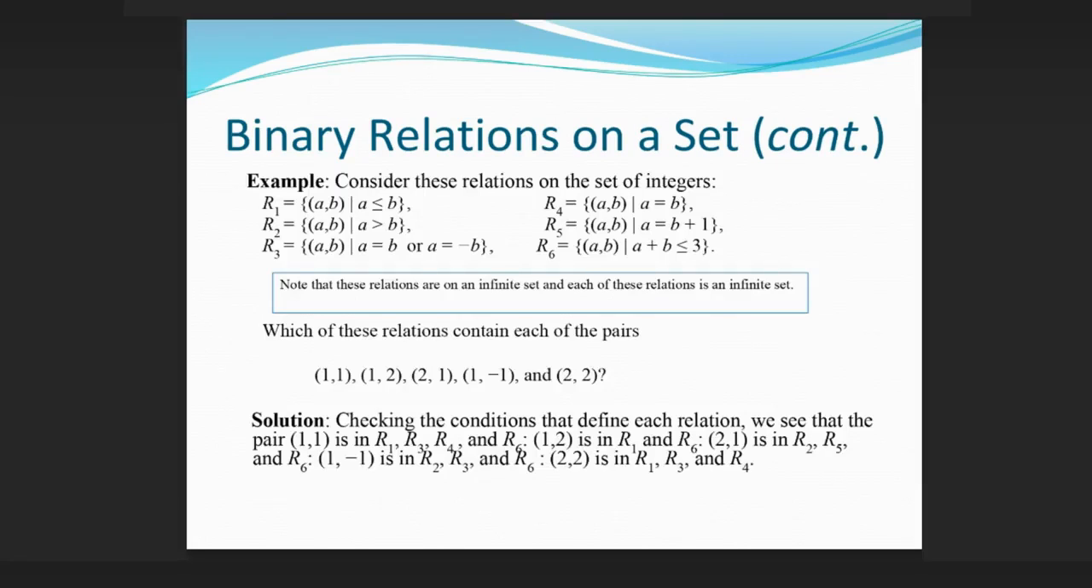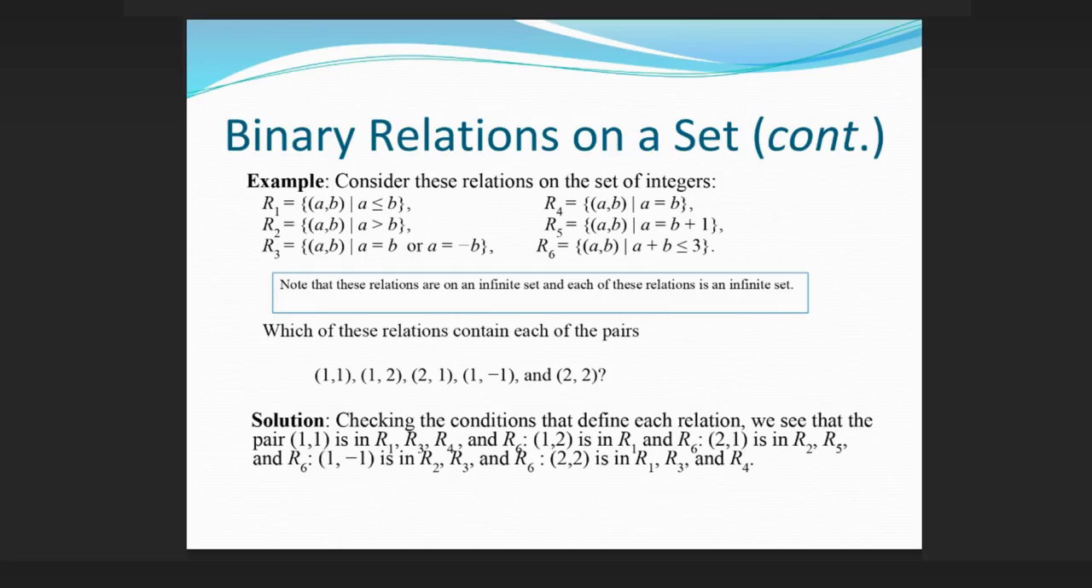Binary relations on a set. Example: consider these relations on the set of integers. R1 equals {(a, b) | a ≤ b}. R4 equals {(a, b) | a = b}. R2 equals {(a, b) | a > b}. R5 equals {(a, b) | a = b + 1}. R3 equals {(a, b) | a = b or a = -b}. R6 equals {(a, b) | a + b ≤ 3}.